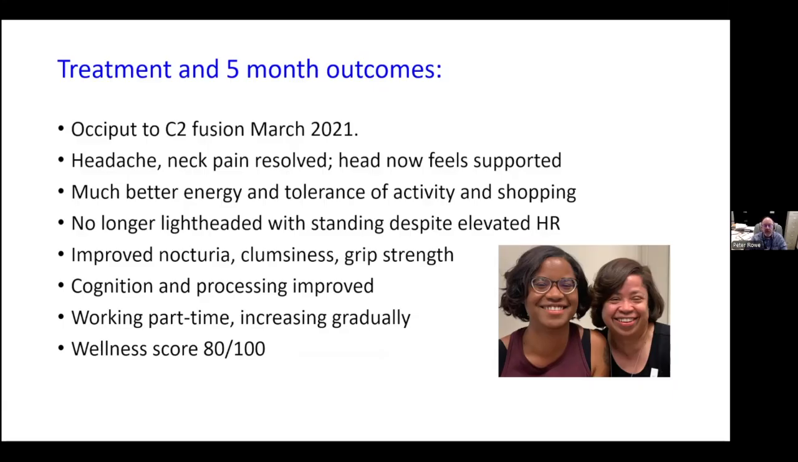Now, one of the problems when you have Ehlers-Danlos syndrome is this surgery cannot possibly treat everything that's wrong with connective tissues. So she has had continued problems with mast cell activation and some venous compression problems, but is still much better after the surgery than she would have been before.